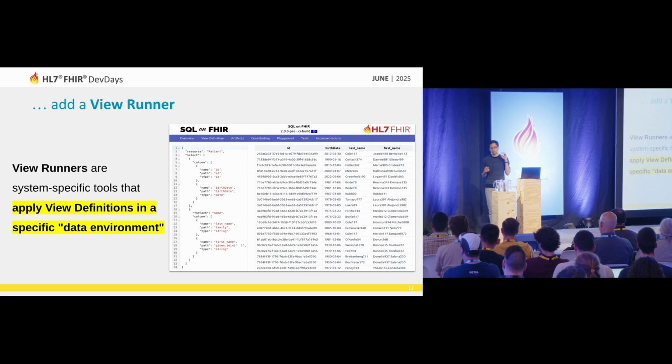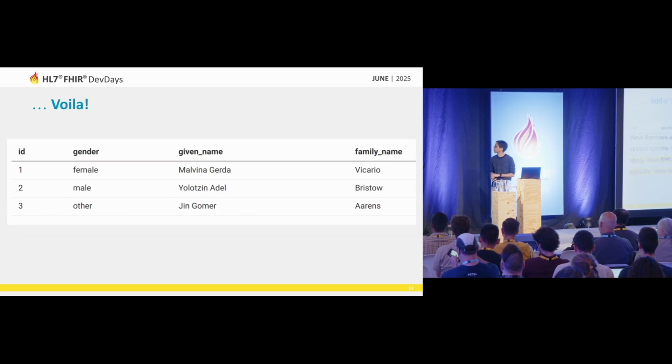So you have your data in your data system. You have a view runner, which applies the view definition that you created on your data system. And then you have something like this. So looks magical. So that's it. I mean, that is what SQL on FHIR is in a nutshell.